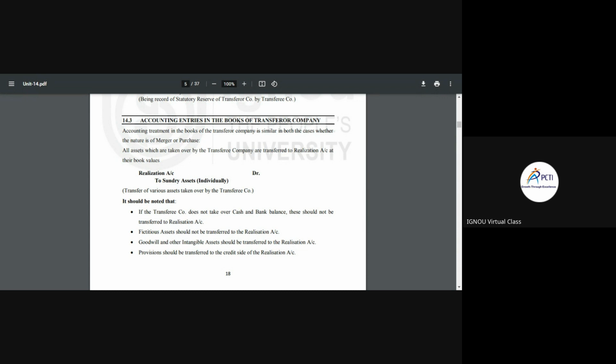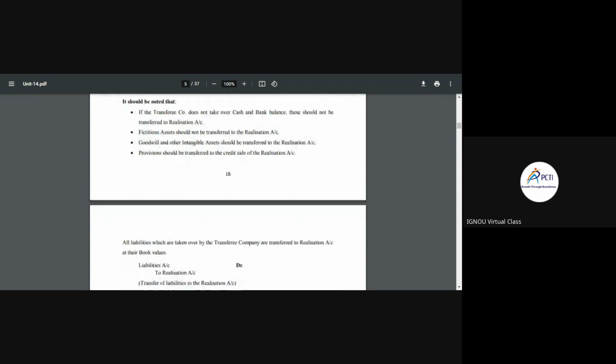Individually here means if we have multiple assets, like we have building, so we write realization account debit to building, to plant, to machinery, to stock, to cash, to bank. This is the kind of entry we need to write in the case of the transferor company. Here are some points which we need to note in this particular entry: if the transferee company does not take over cash and bank balance, these should not be transferred to the realization account.